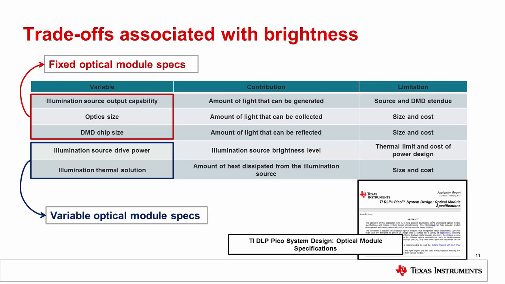In contrast, if the goal is to design a tabletop projector, the requirements on size are relaxed, allowing for a larger illumination thermal solution, higher source drive power, and therefore higher brightness. It's also worth noting that higher illumination source output will also result in a higher heat load on the DMD. Therefore, at some point, the size of the DMD thermal solution may need to be increased as well.